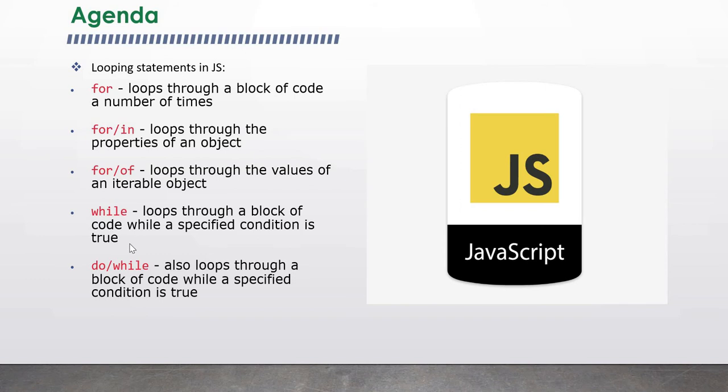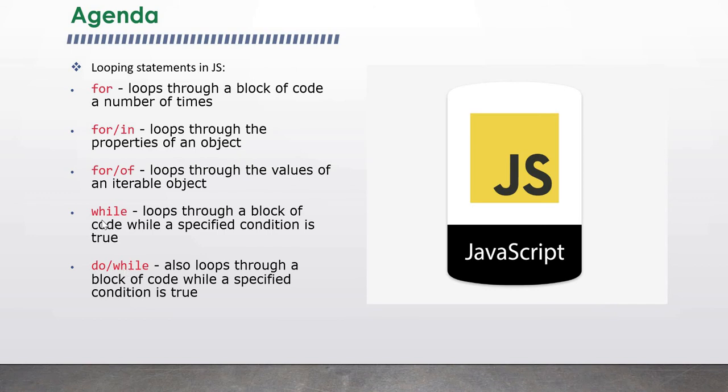So the next one is the while loop. While loops through a block of code while a specified condition is true. So the while loop continues the loop as long as a specific condition is true. And the next one is do while.